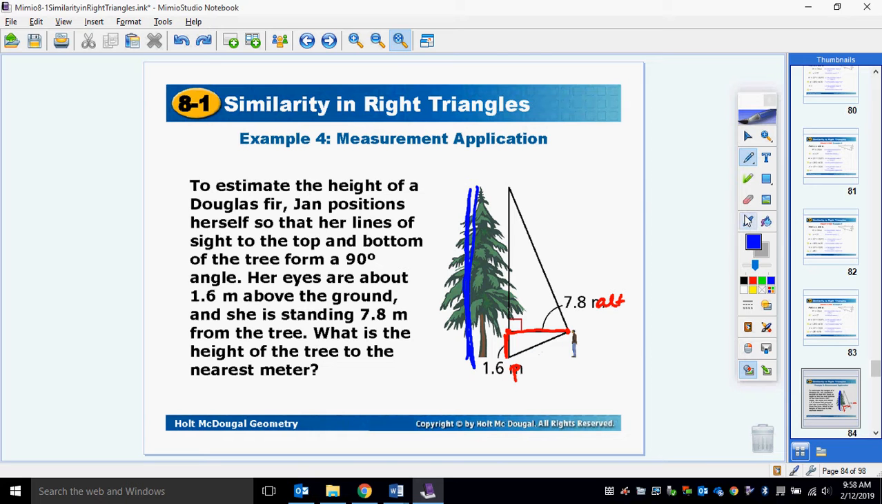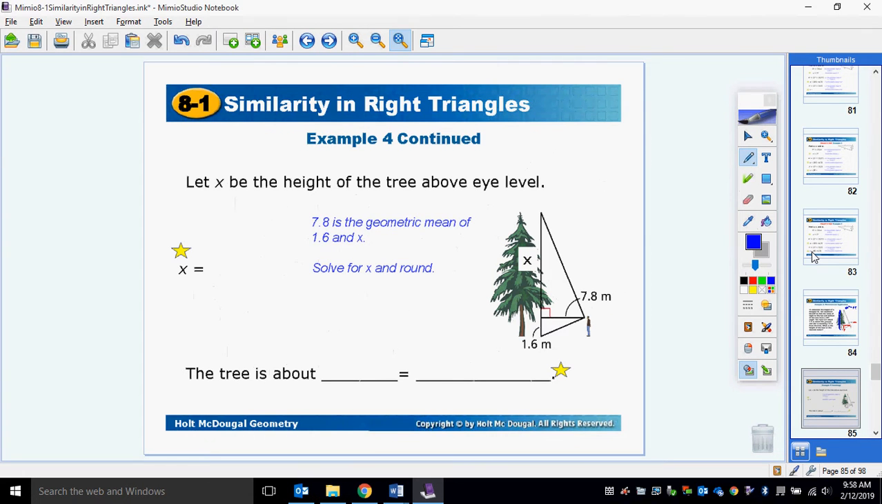Okay, so if I'm given altitude, I need to start with that altitude equation. Altitude squared equals piece times piece. What represents my altitude is this length here, 7.8. So 7.8 squared equals piece, 1.6, times the other piece, which I don't know what that is. It's from here to here. That's an x.